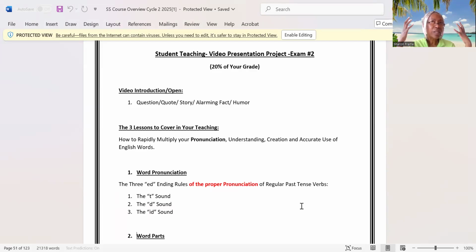Our 3 lessons are called word pronunciation, word parts, and word patterns. These are the 3. So you're just telling people what you're going to learn. And then you start, well, hey, let's get started with word pronunciation. And you jump into that chapter. What are you teaching in word pronunciation? The 3 ED ending rules of proper pronunciation. Yes? And then you jump in to talk about, there are 3 ED ending rules.